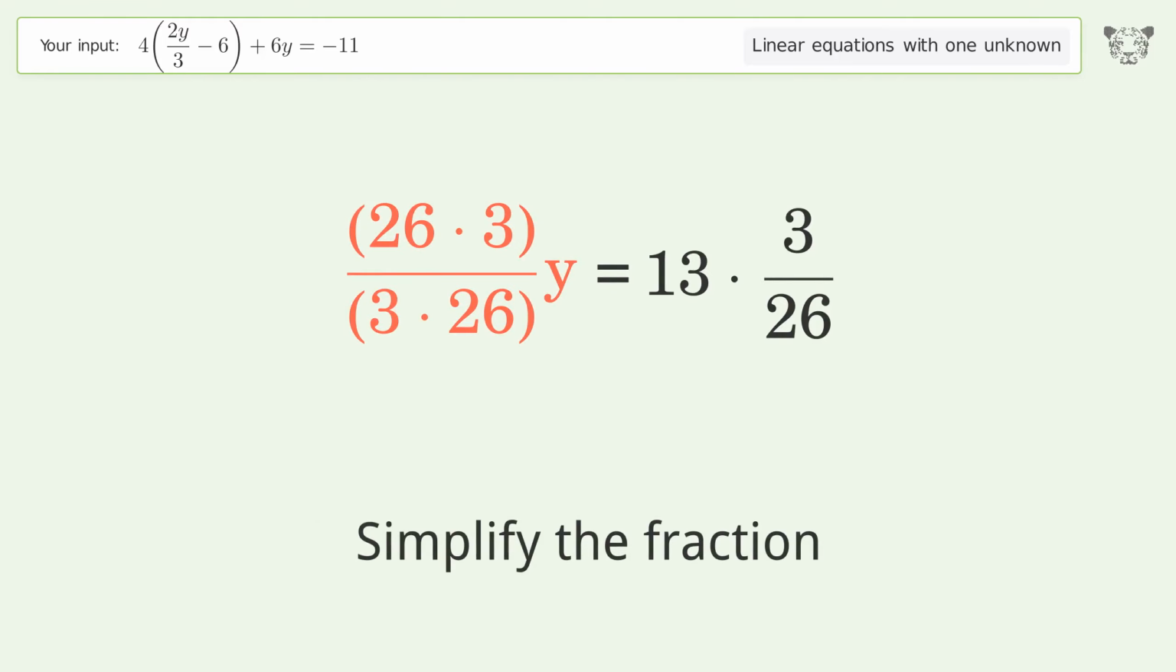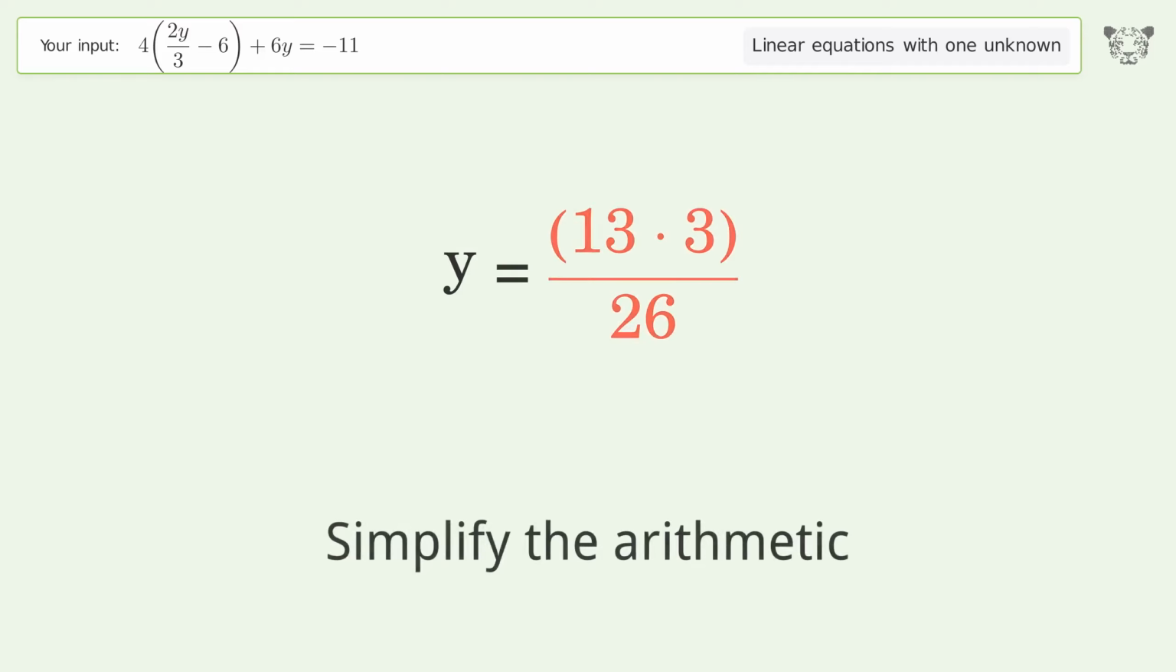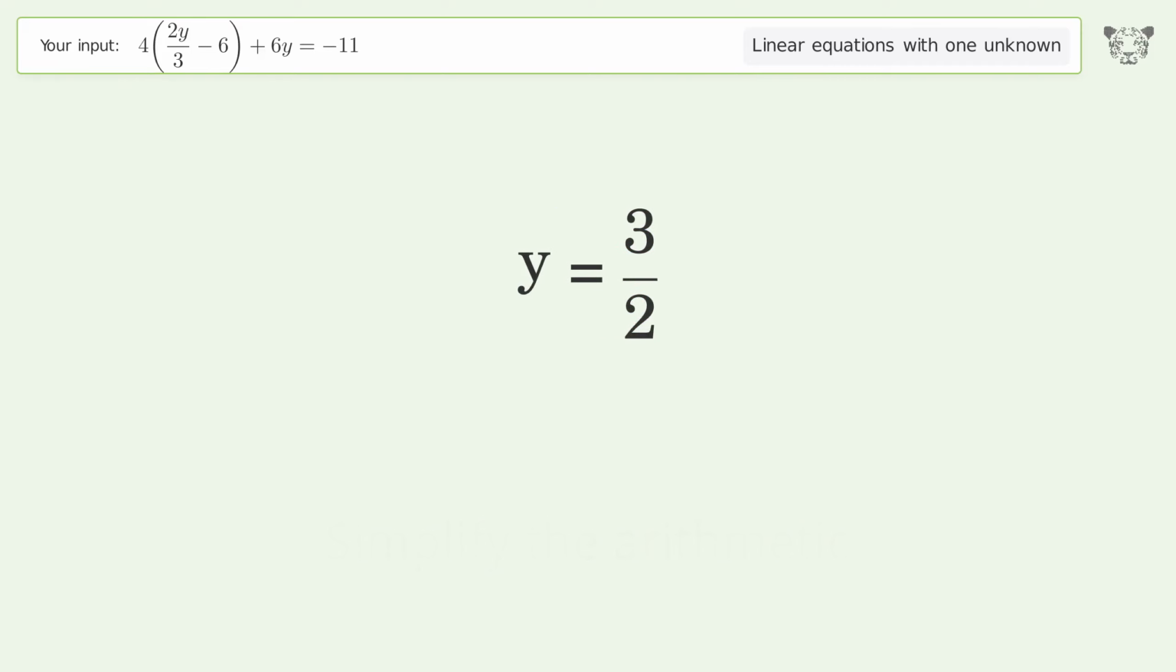Simplify the fraction. Multiply the fractions. Simplify the arithmetic. And so the final result is y equals 3/2.